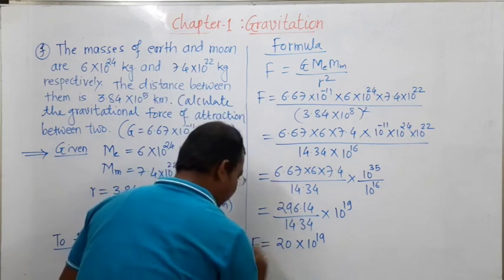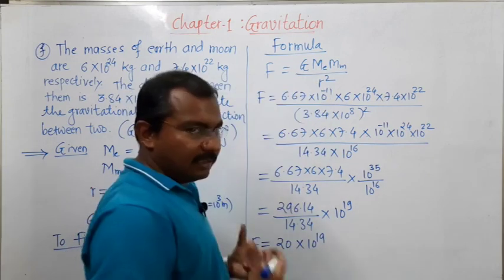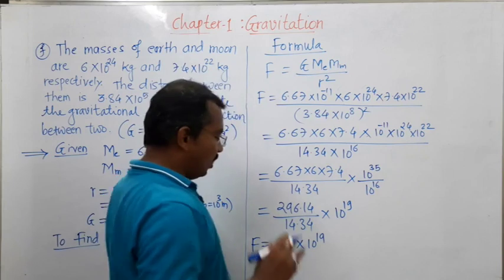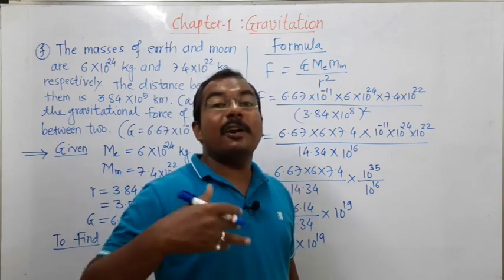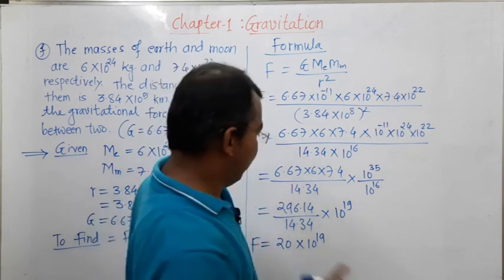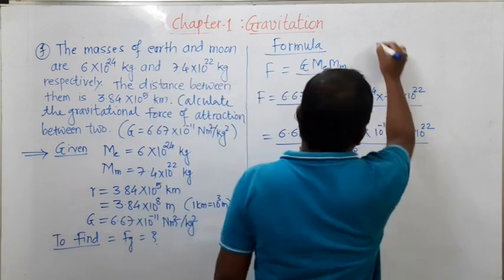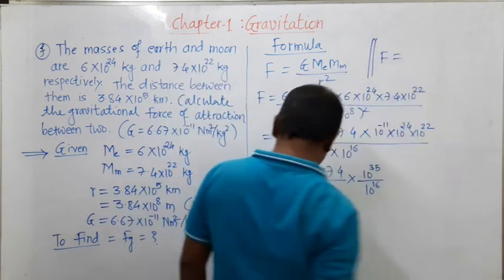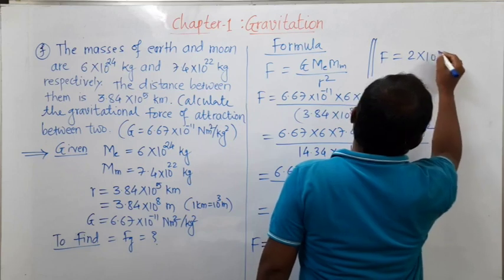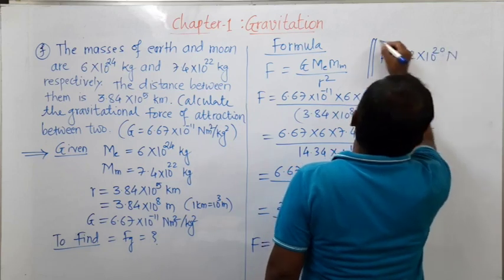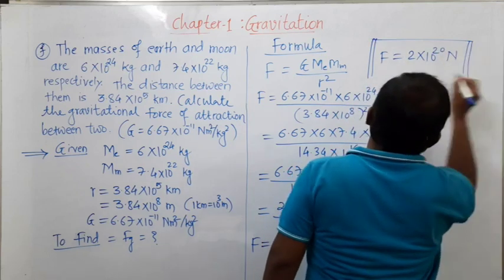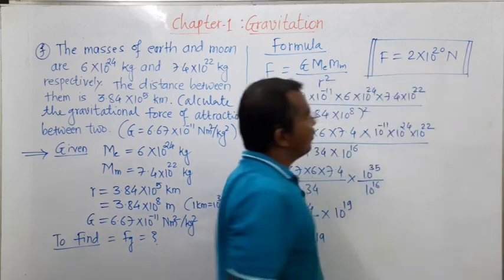This is the force, or as the answer in your book, it is 2 into 10 power 20 Newton. I will write here on the top the final answer. F is equal to 2 into 10 power 20 Newton. This is your answer here.